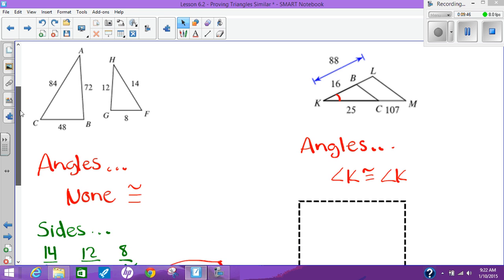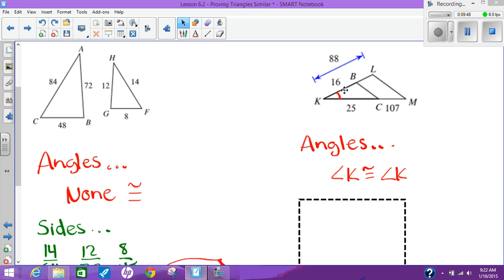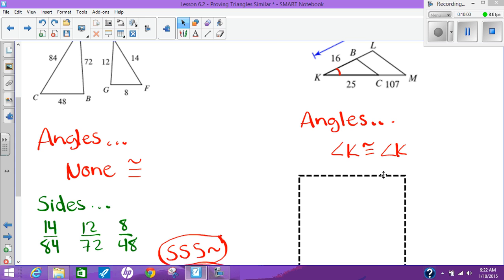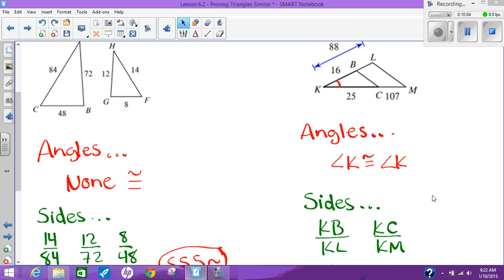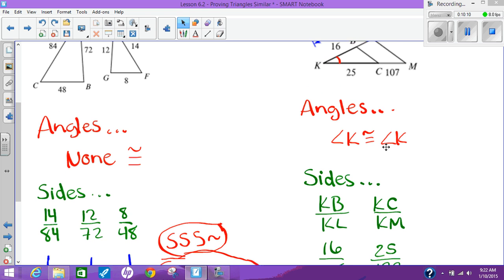So let's check the sides that we know. KB in the small triangle corresponds to KL in the big triangle. KC in the small triangle corresponds to KM in the big triangle. So we need those two corresponding sides to be in proportion, so let's check if they are.